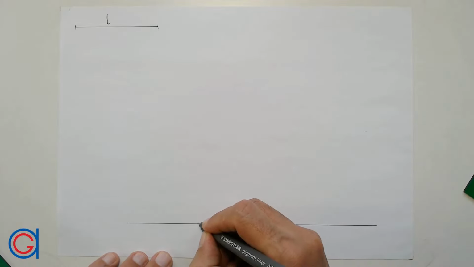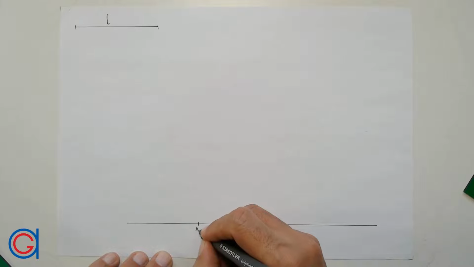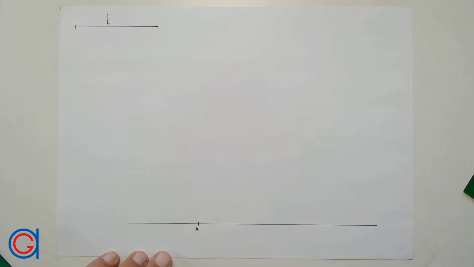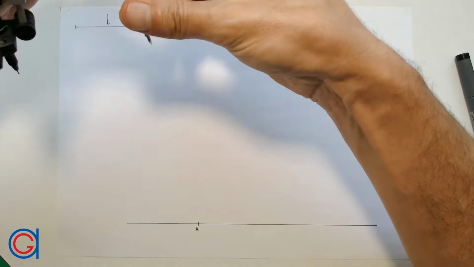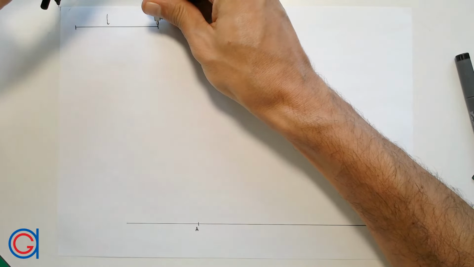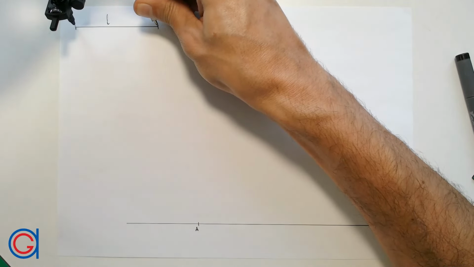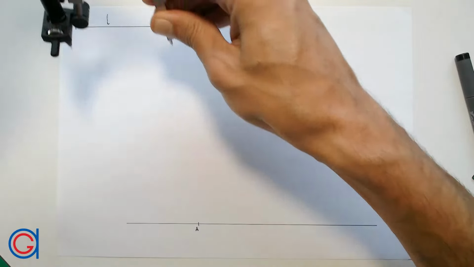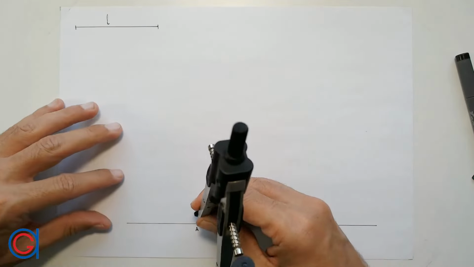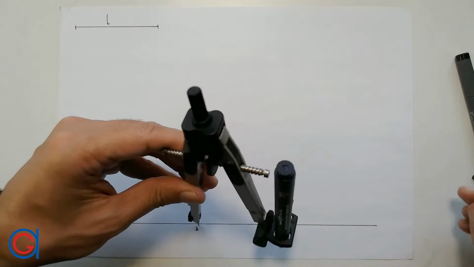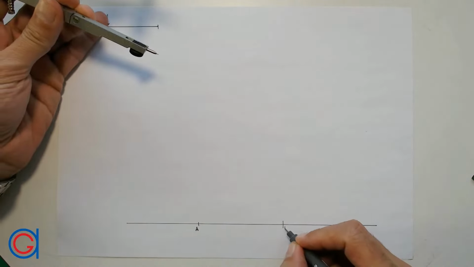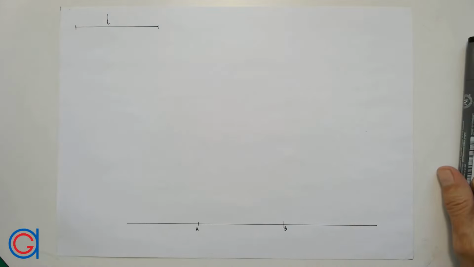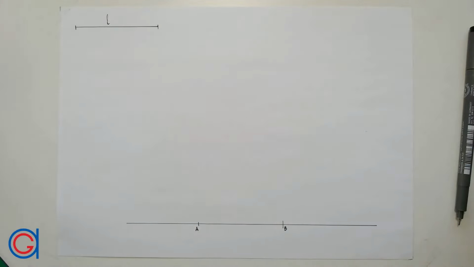And on the left side of this line, we will mark a point A. So now, setting the compass to the given length L of 7 centimeters, which is the side of the pentagon that we want to draw, we are going to transport this onto the horizontal line, starting from point A and getting a new point B, as can be seen here. And the line segment AB will be the first side or the base of the regular pentagon that we want to draw.